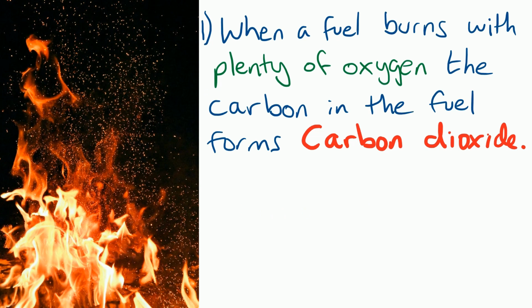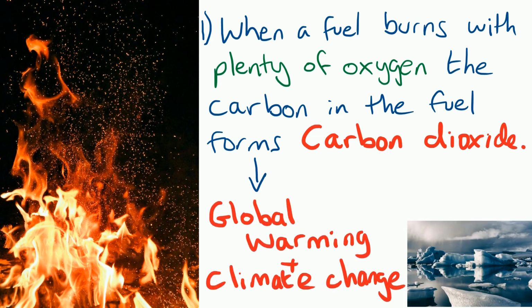So on your exam, you never get a mark for just talking about air pollution. You need to be very specific about what gases are being produced and what problems they're causing. So the first of the 5 is that when a fuel burns with plenty of oxygen, the carbon in the fuel forms carbon dioxide. And we know from previous videos that carbon dioxide causes global warming and climate change.